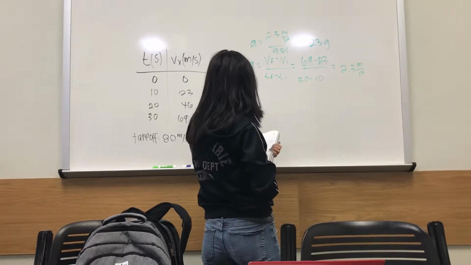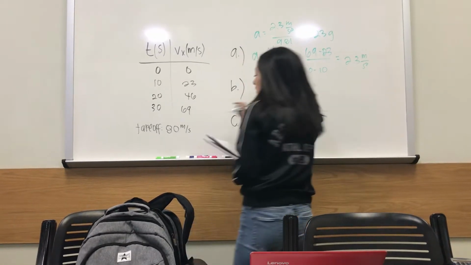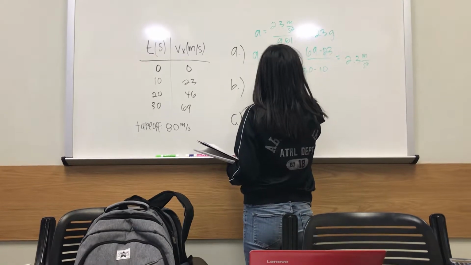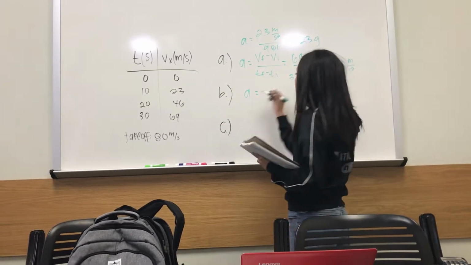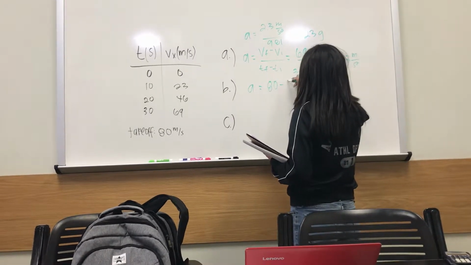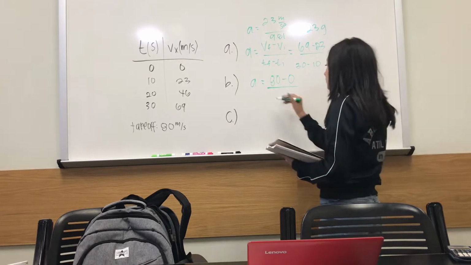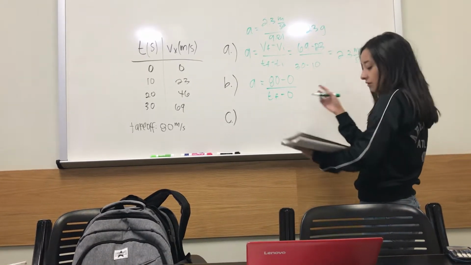Then B is asking us, what time do the wheels leave the ground? It's taking off at 80 meters per second. So we just use the same equation we used up here, and we take this number minus our velocity initial, which is just 0, and then we have to find our time final, and then minus 0.